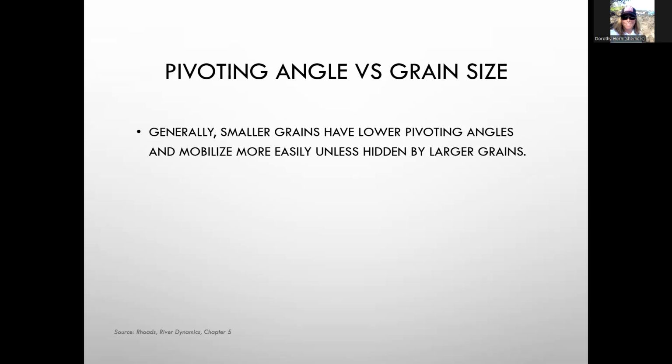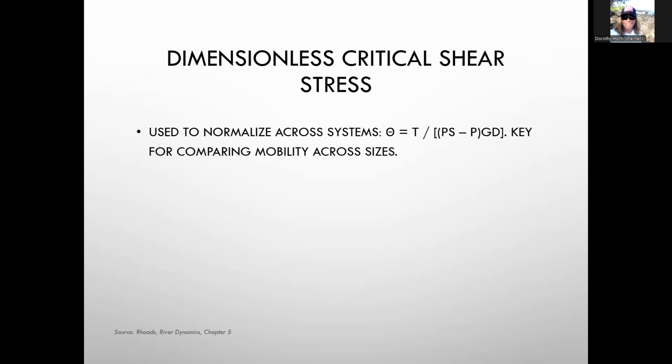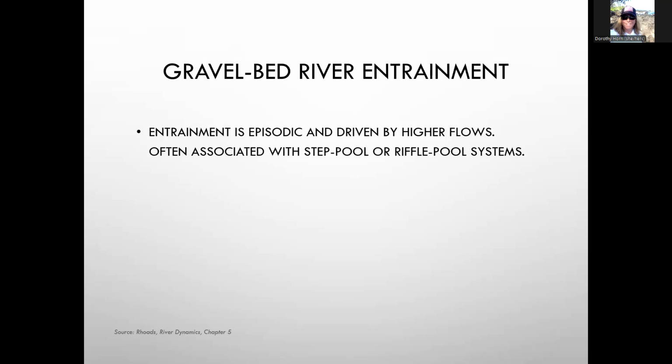Smaller grains always have lower pivoting angles, and they're much easier to be picked up unless they're hidden behind the bigger grains or the bigger boulders. So we use this critical shear stress to normalize it across all the different systems. Okay, so we're looking at a lot of different rivers, different systems. We're using what we call critical shear stress without dimensions.